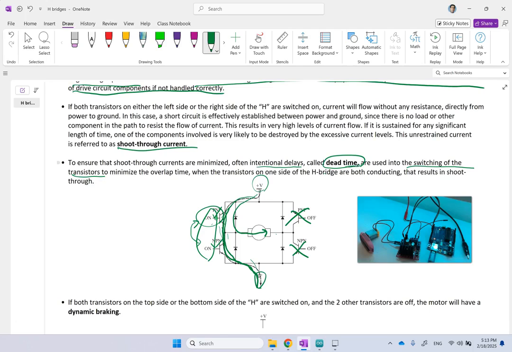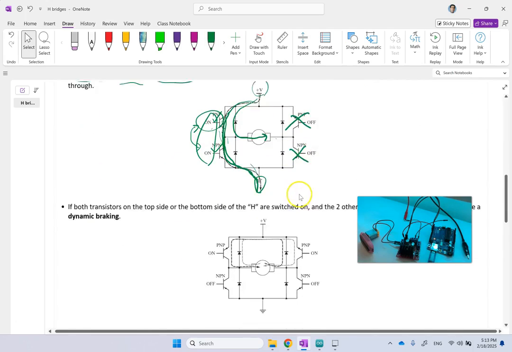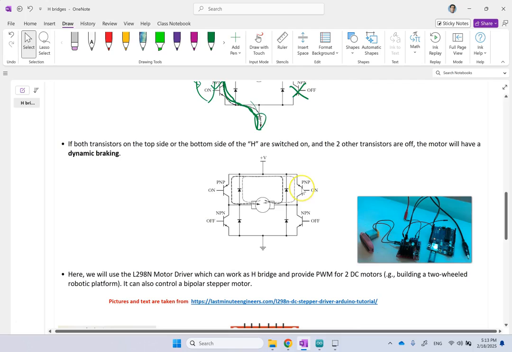There will be a dead time between them. So the time that both of them are on, the time that they both overlap and there will be high current, is minimized if it happens. These switches are not perfectly synchronized. There is a little bit of delay between them turning on or off. And that is to avoid any damage if for any chance a shoot-through current happens. So that is one thing to consider.